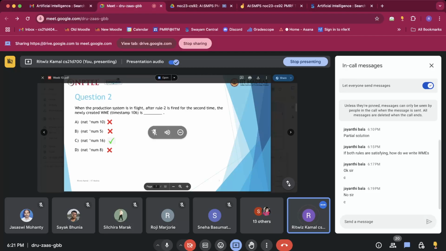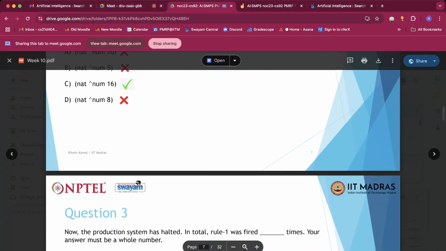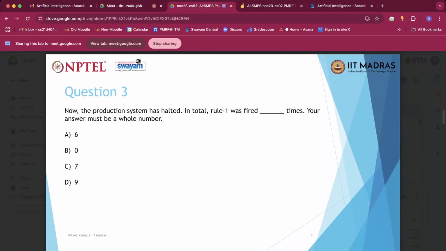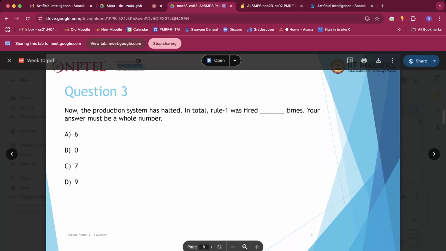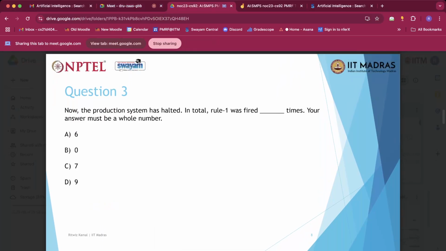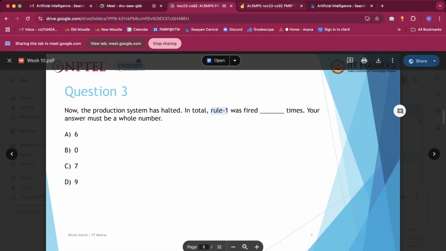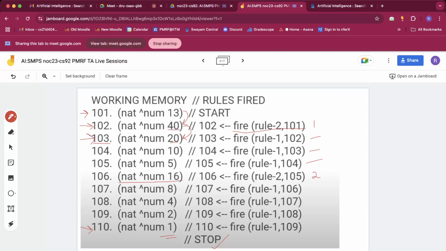Okay, I hope that was clear again. Let's look at question 3. So when the production system is halted, we are asked in total how many times was rule 1 fired. Okay, so let's go back to our solution again, and can someone tell me how many times was rule 1 fired?